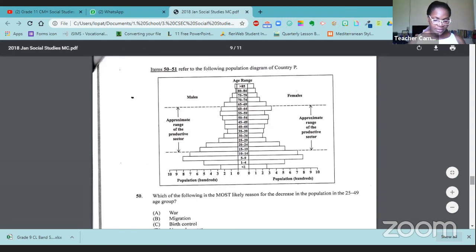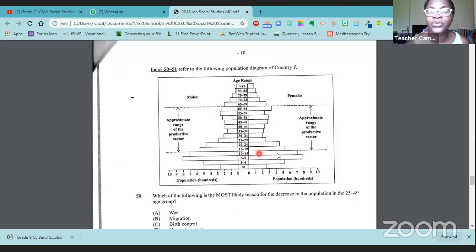Which of the following is the most likely reason for the decrease in the population in the 25 to 49 age group? And we have B, migration. The 25 to 49 age group, and that would be from here to 25 to 49. So from here, so go to there.